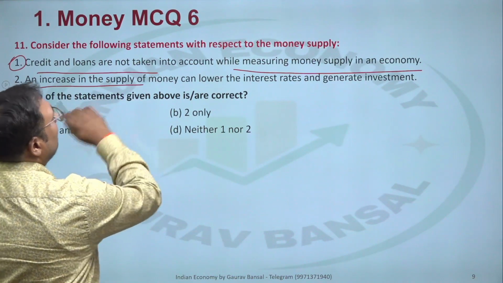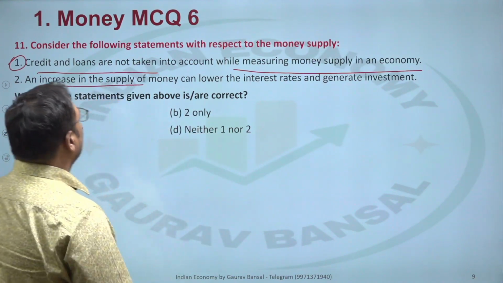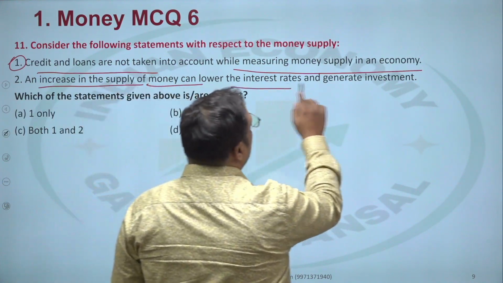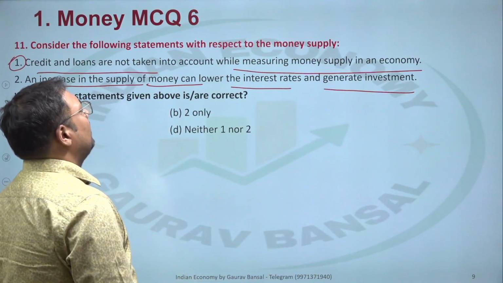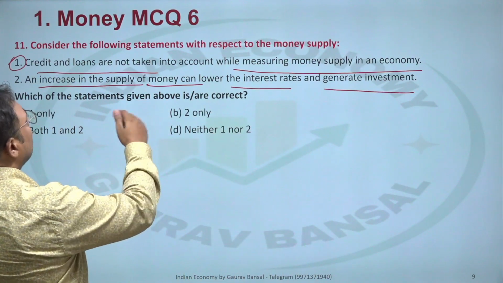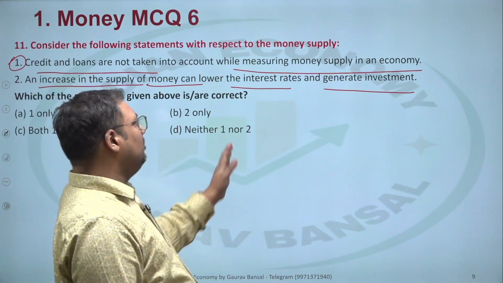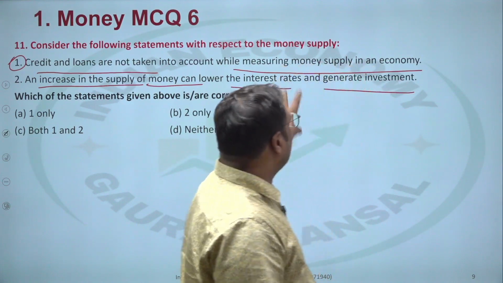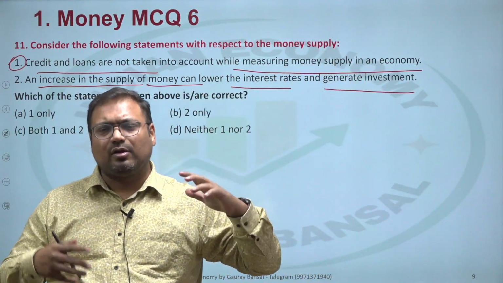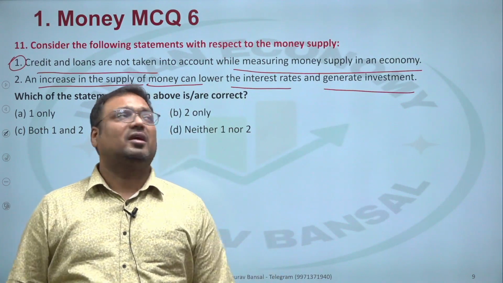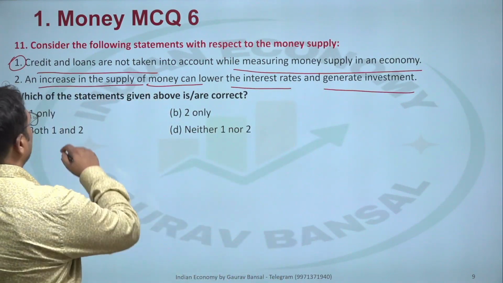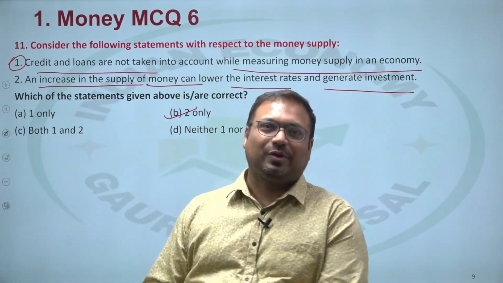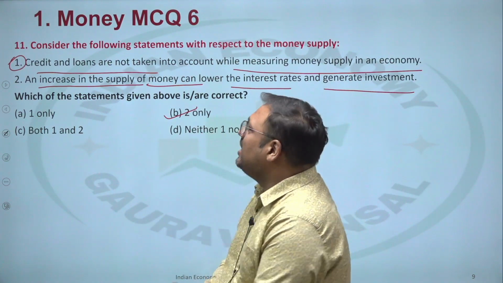An increase in the supply of money can lower the interest rate and generate investment. When money supply increases, the interest rate goes down. This is correct. That is what we study in money supply and monetary policy. And if the interest rate is less, it is easier to take loans. Companies take more loans and they invest that. So this entire statement is correct. In this case, 2 only would be correct. So the answer for the 10th question, it should have been 10th, is B, 2 only.